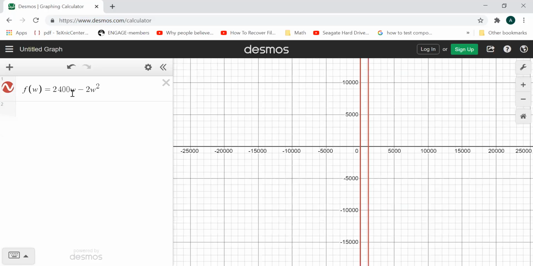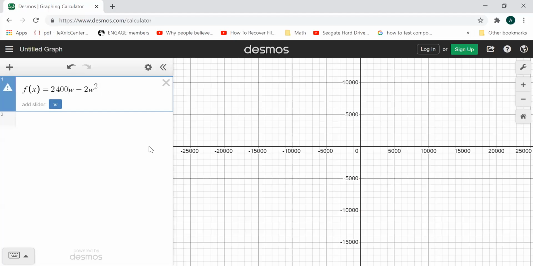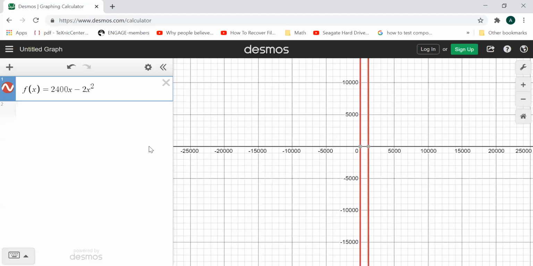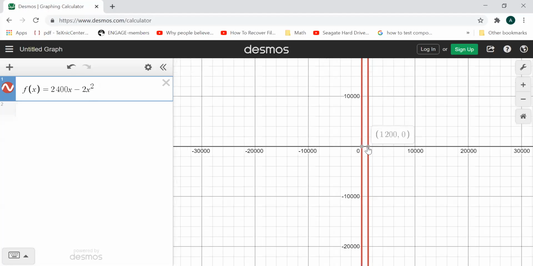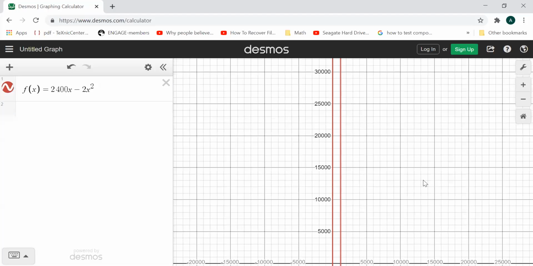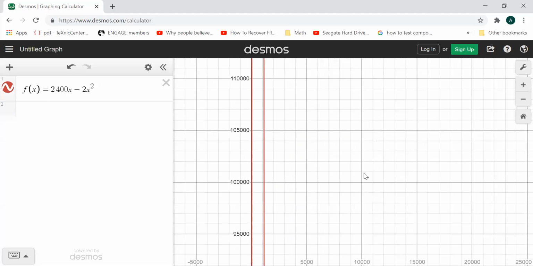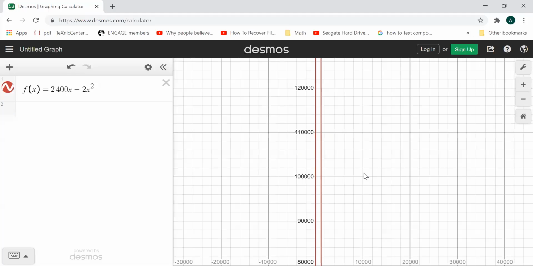So let's say f of x, and that might look a little nicer. Let's try that: f of x equals 2,400x minus 2x squared. All right, so it is that, and it's going to have a minimum. You know what? No, it's going to have a maximum actually. Sorry about that, folks.